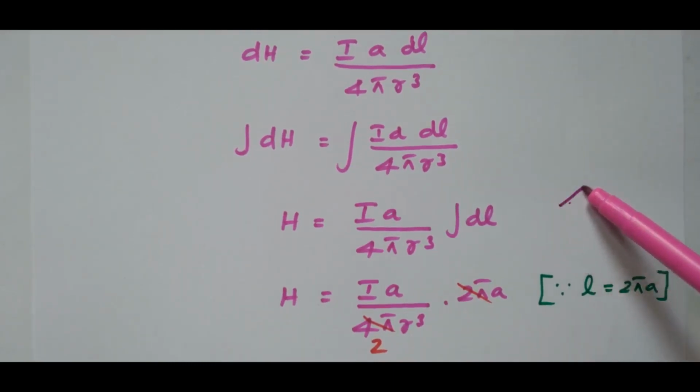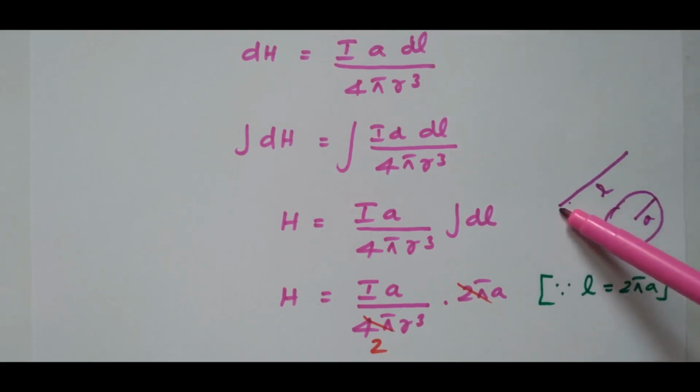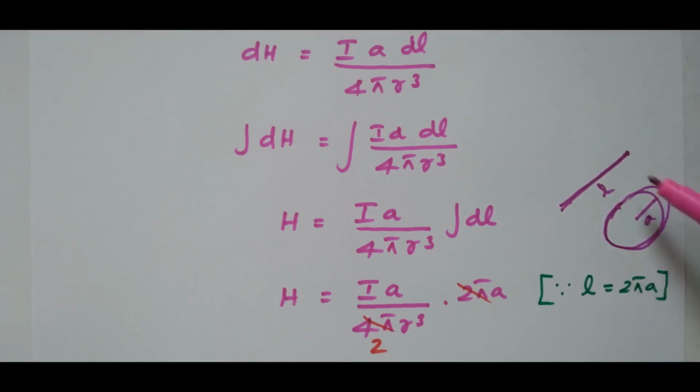That is, one lengthy wire is available, length L. This wire is formed as a circle, as a current loop. So this radius is A. So the length of this wire is equal to circumference of this current loop. What is the circumference? 2 pi A. Because this wire only formed a circle, the length is nothing but circumference. L equal to circumference. Circumference is 2 pi A. Right? So integral dl is L, and L is nothing but 2 pi A.